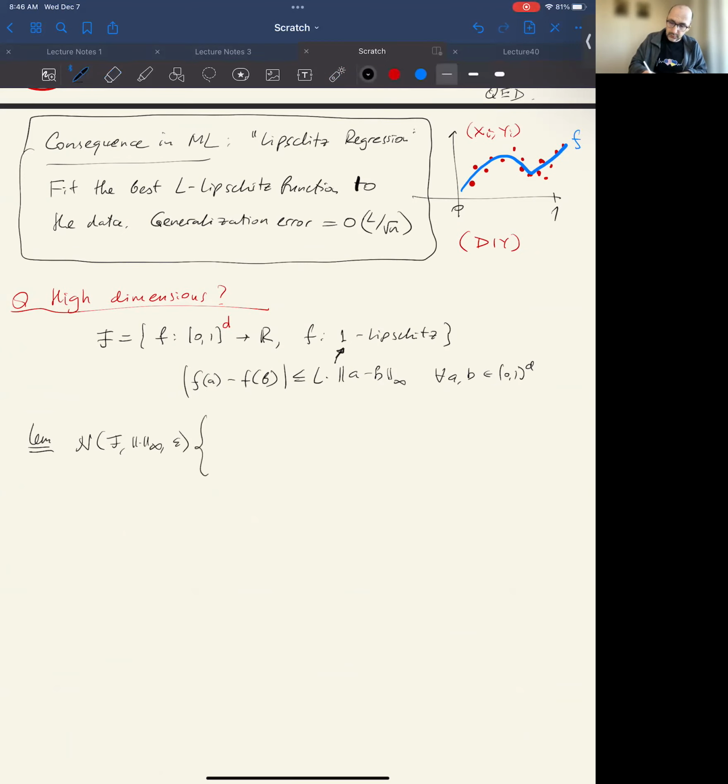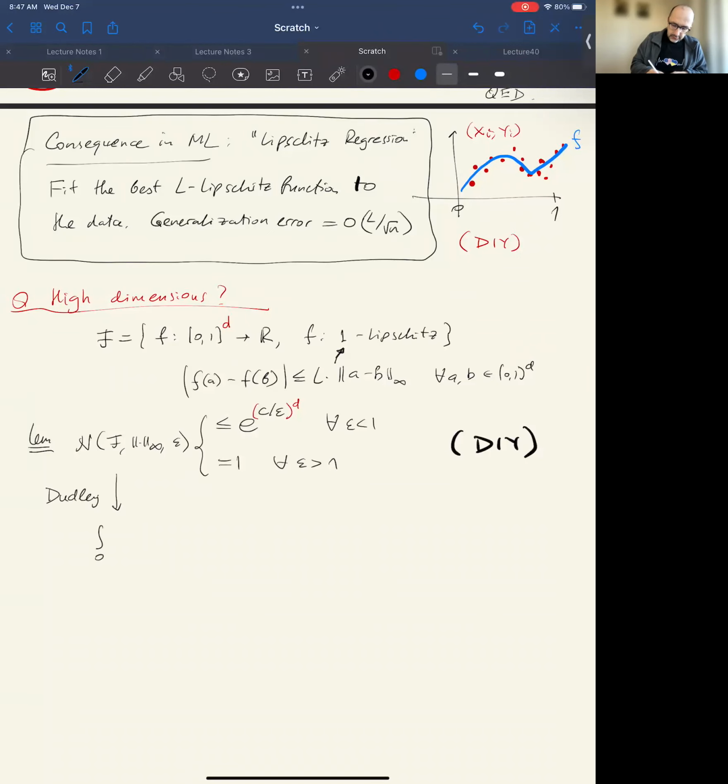So it will obviously be 1 if epsilon is greater than 1. It's the trivial regime, just one function approximates everything. And in the non-trivial regime, we had e to the c over epsilon. Now we will have e to the c over epsilon to the d. This is where the dimension will come in. I'll skip this. This is essentially the same proof from the grid. Now we insert this into Dudley, just like before.